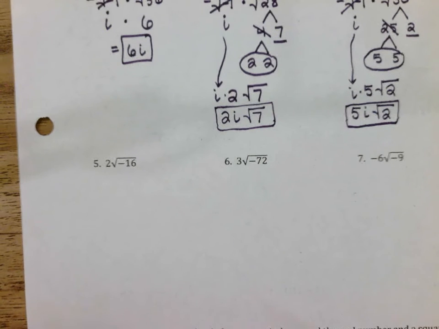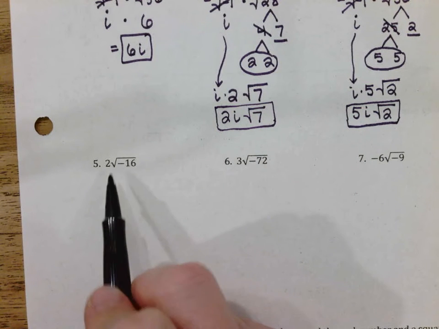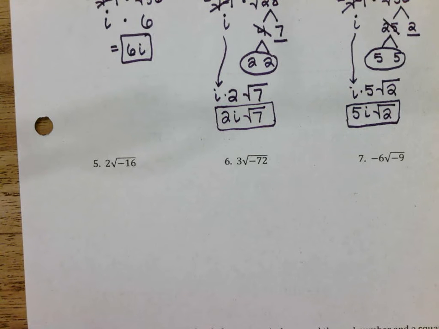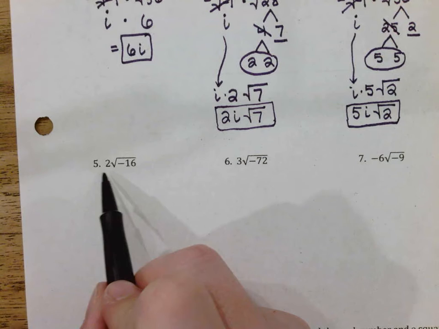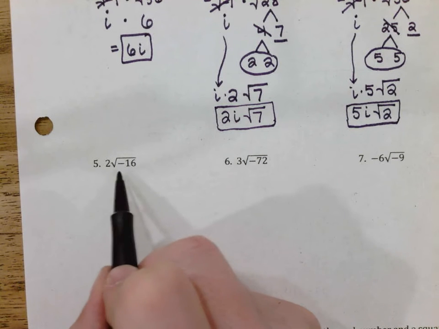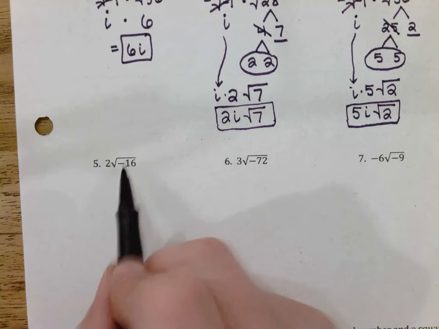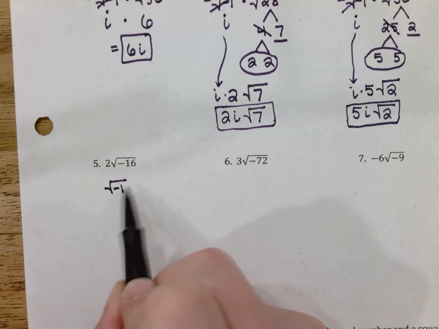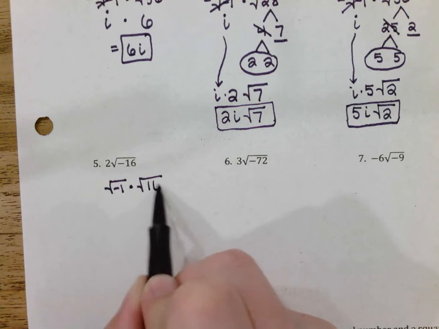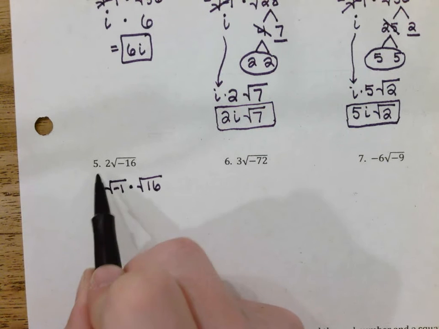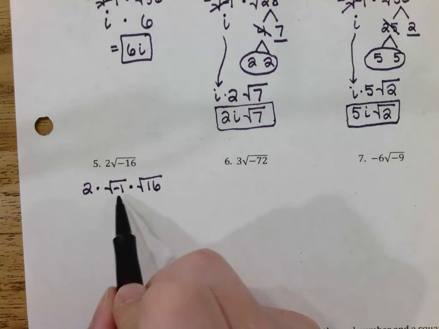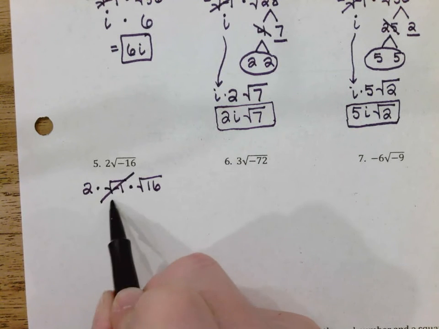And for number 5, you can see we have a coefficient out in front. We have this 2. So we know this is really 2 times the square root of negative 16. It's not that much more complicated. We're just multiplying a 2 in. So I can separate the square root of negative 16 just like I did for the first 4 problems. I know this is equal to the square root of negative 1 times the square root of positive 16. I'll bring down my 2 out in front. That's getting multiplied into all of this. And I know the square root of negative 1 is equal to i.